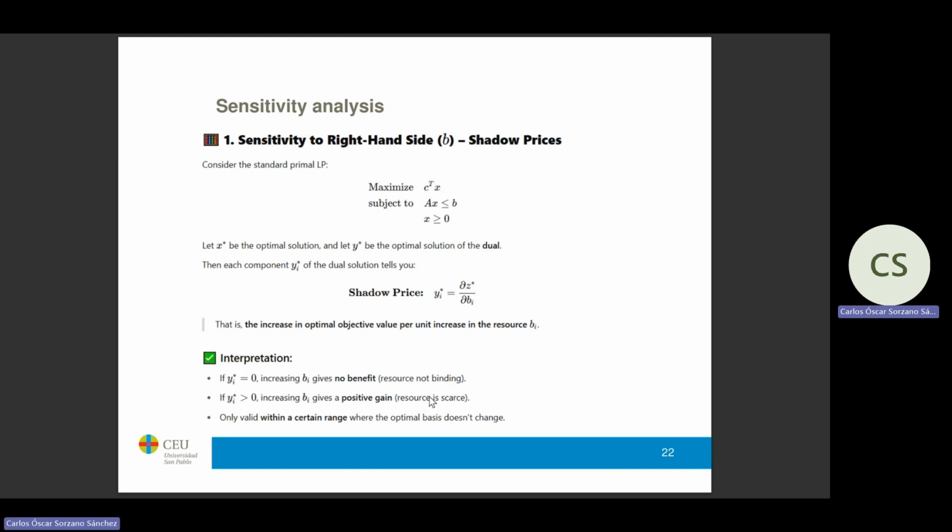Geometrically speaking, it's kind of like a projection. It is related to the fact that the hyperplane defined by that inequality is not touching your solution. It's away from your solution.